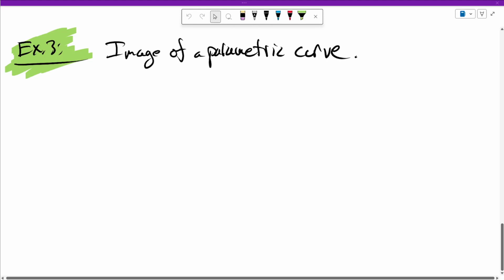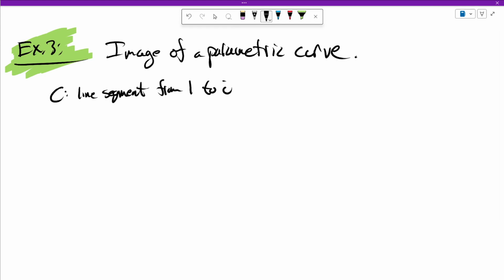In this next video, we're going to look at the image of a parametric curve under a complex mapping. The parametric curve we're going to look at is the line segment, so I'll call C the curve. It's the line segment from 1 to i. Now, there's always what's called the straight line path.